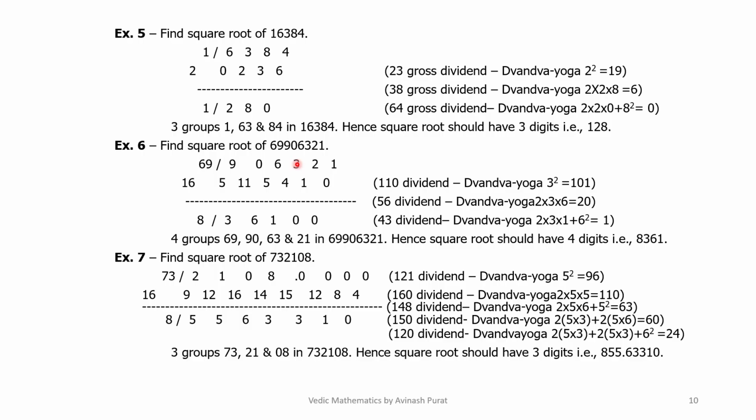Now 43 is the next dividend and the Dvandva yoga is 2 into 3 into 1, that is 6, plus 6 square, that is 36. So 36 plus 6, 42. 43 minus 42 is 1. So 1 divided by 16, the quotient is 0 and the remainder is 1. Now 12 is the next dividend.